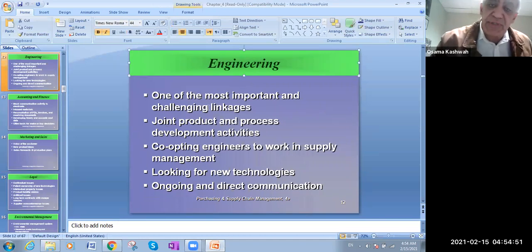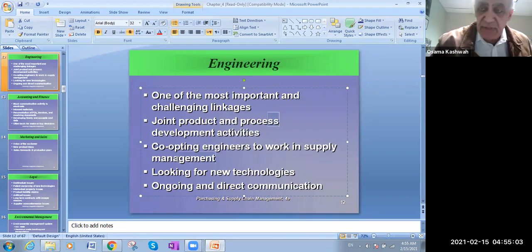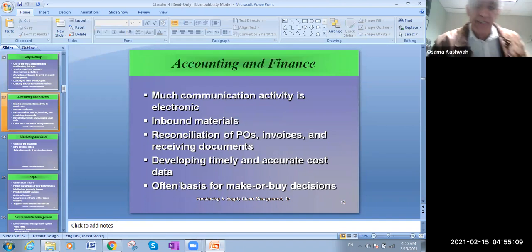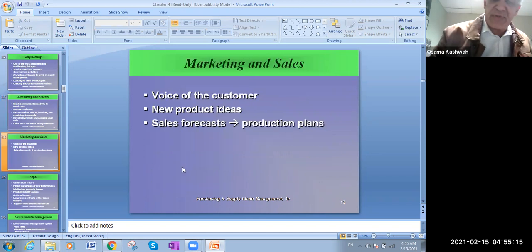Engineering is one of the most important and challenging linkages: joint product and process developments. Co-opting engineers to work in supply management. We need them to work with us, looking for new technologies. Those are the work of engineers. And at the same time, they are trying to find good communication. Accounting and finance are also very important.